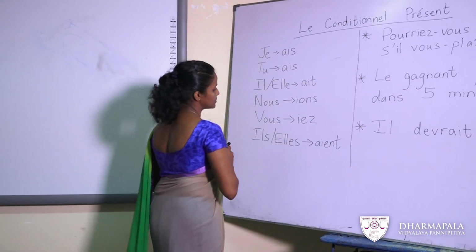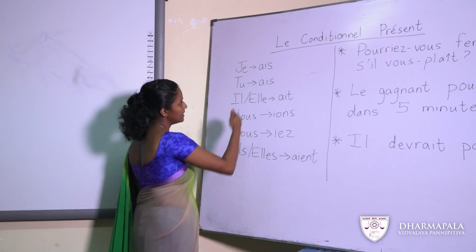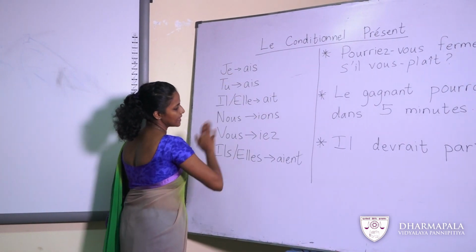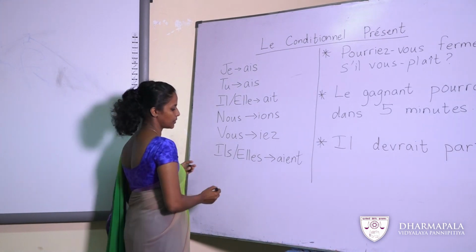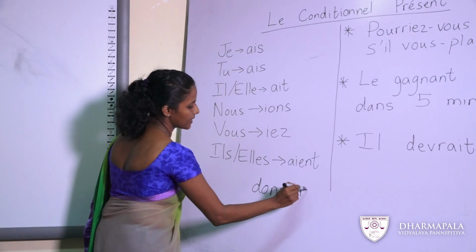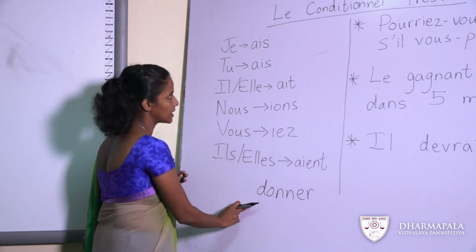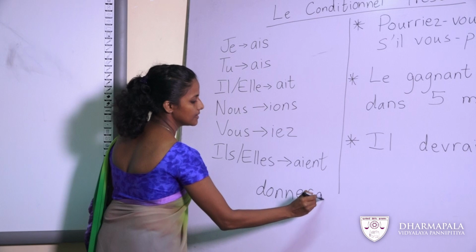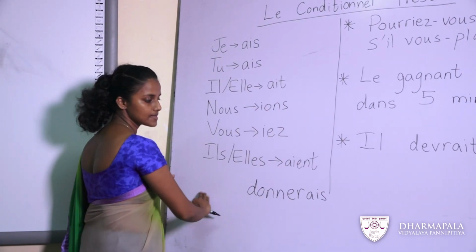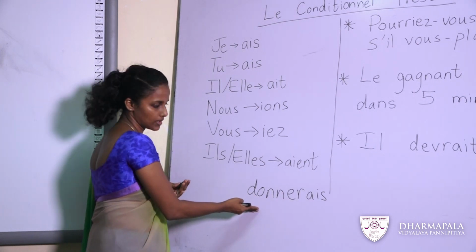Now, we will see how we form le conditionnel présent. First we have to take the full verb, and then we have to add these endings according to the subject pronoun. We will take donner as the example. We write the full verb donner, then we add ais, ais, ait like that. According to the subject pronoun, you are going to conjugate the verb.